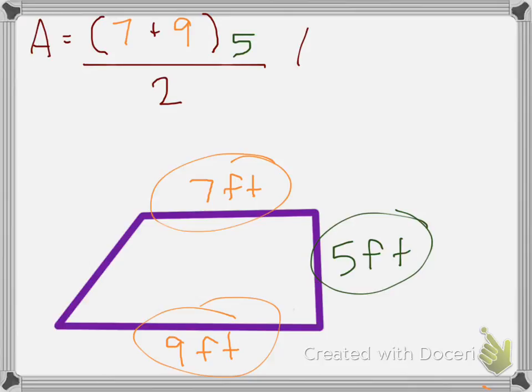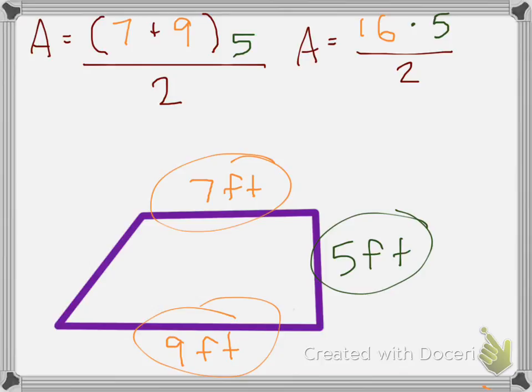So again, using order of operations, I'm going to do 7 plus 9 first, which is 16. I'm going to multiply that by 5, and I'm going to divide by 2. Again, I'm able to simplify it. I will be able to cross-cancel. I can't cross-cancel 2 and 5 because 2 doesn't go into 5. But I can cross-cancel 16 and 2 because 2 goes into both.